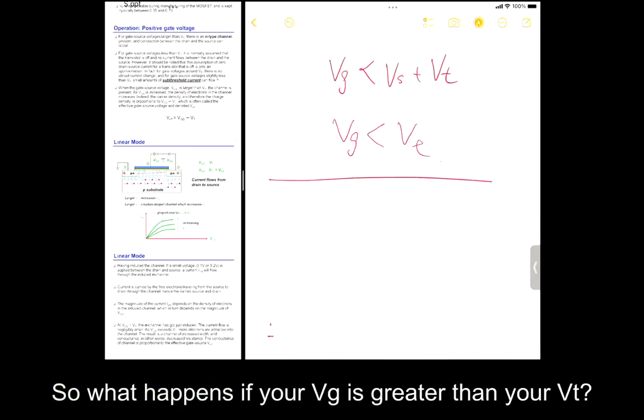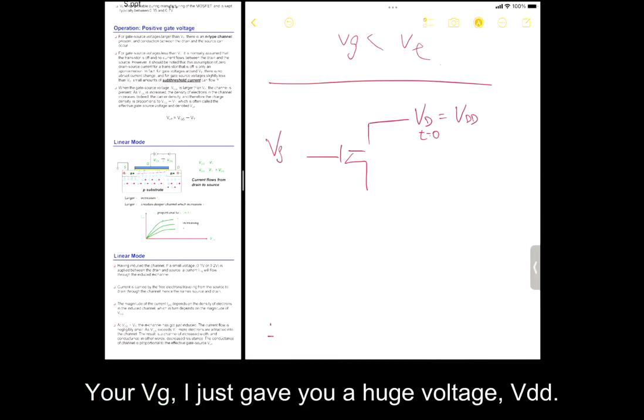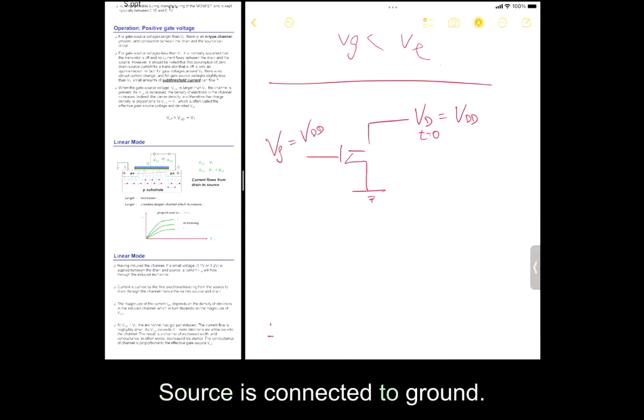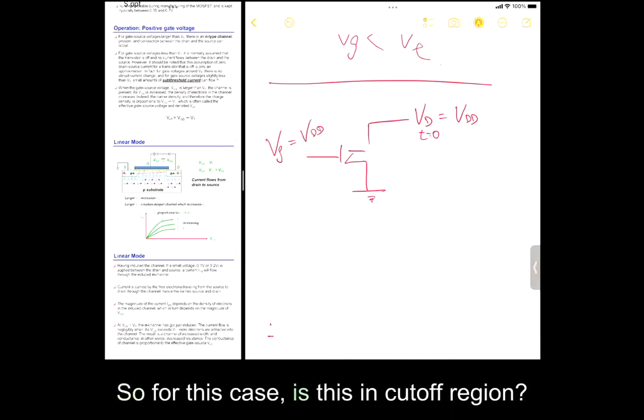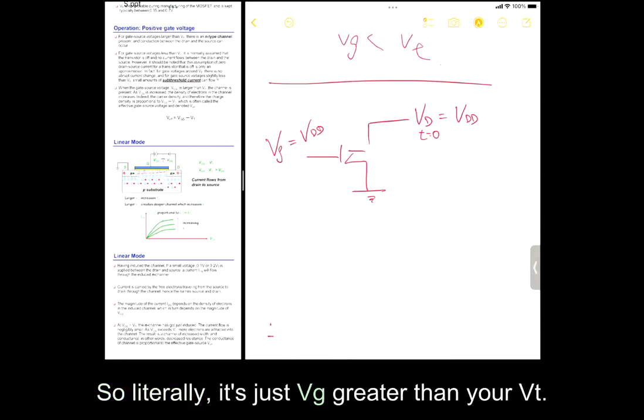So what happens if your VG is greater than your VT? Then it will start working. For another example, VD equals VDD, VS equals 0. Your VG, I just give you a huge voltage, VDD. Source is connected to ground. For this case, is this in the cutoff region? No. Why? What is the condition for the cutoff region? That's right. So remember, it's VGS, not just VG. But right now the S is 0, so literally it's just VG greater than your VT.